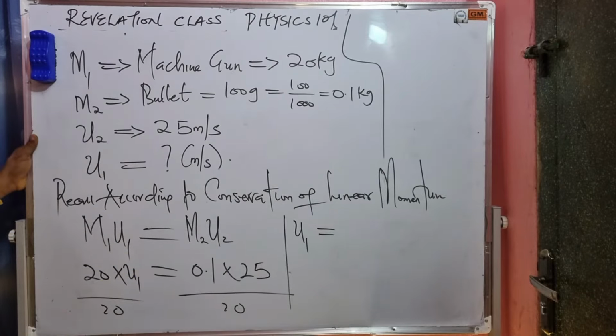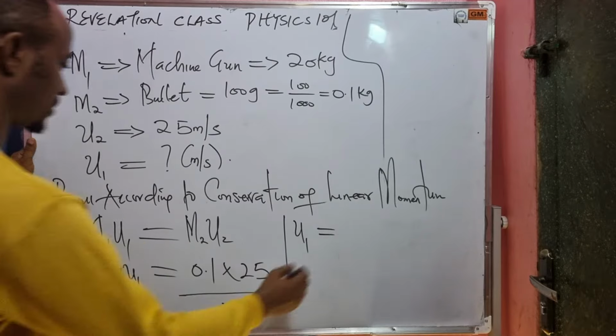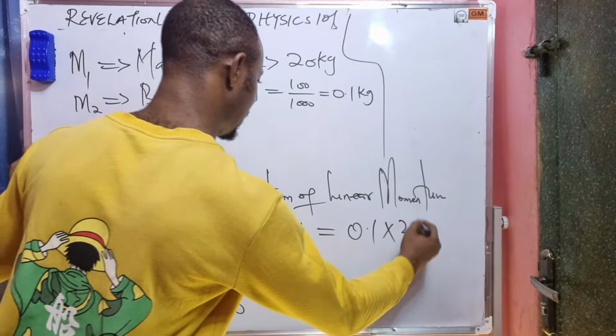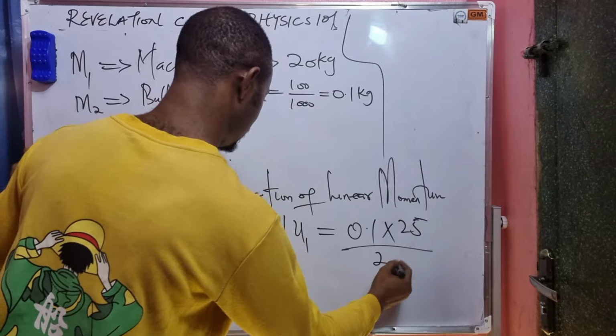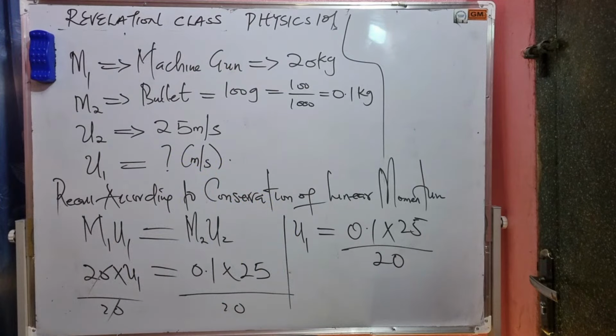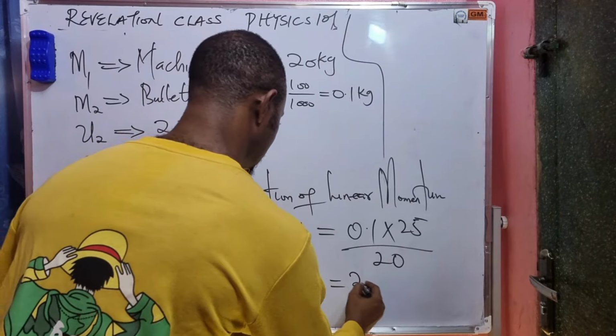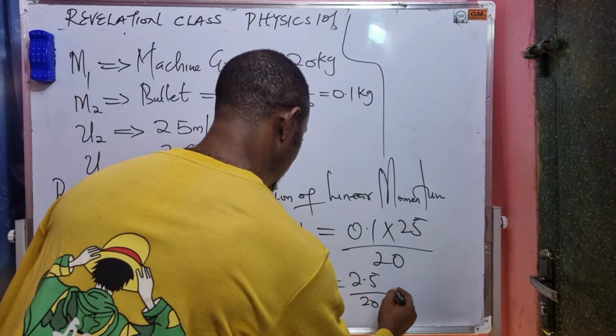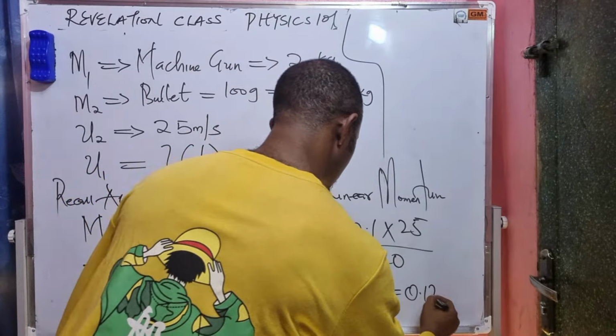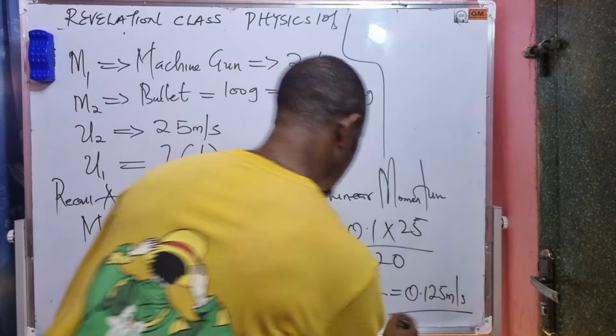So that means our U1 must be equal to what? This can cancel, right? Equals 0.1 times 25 divided by 20. So let's see what we are going to have. 0.1 times 25 is 2.5, divided by 20. Our U1 becomes 2.5 over 20, which equals about 0.125 meter per second.